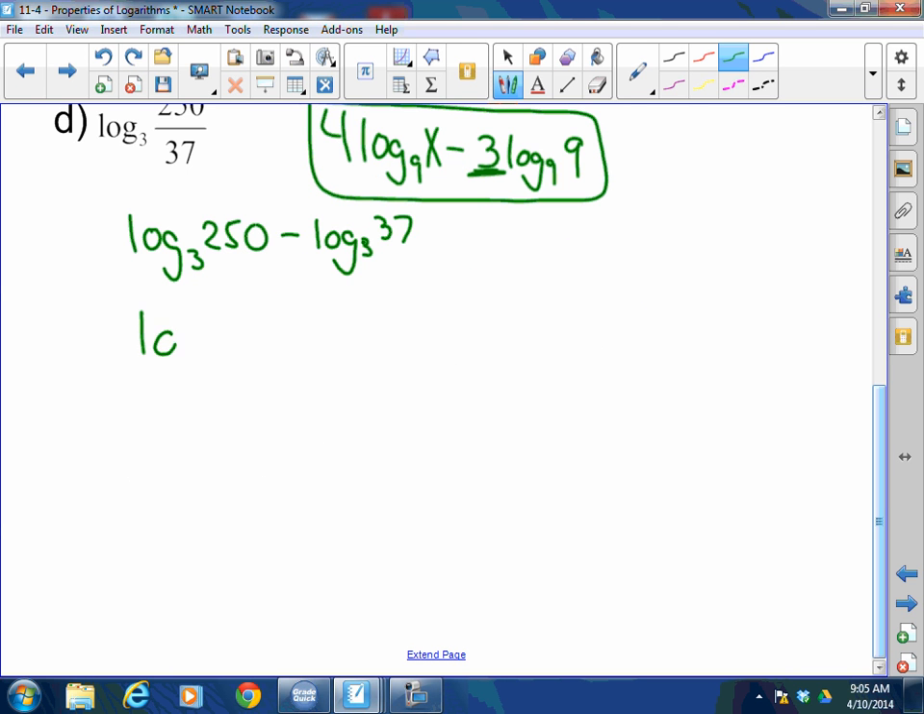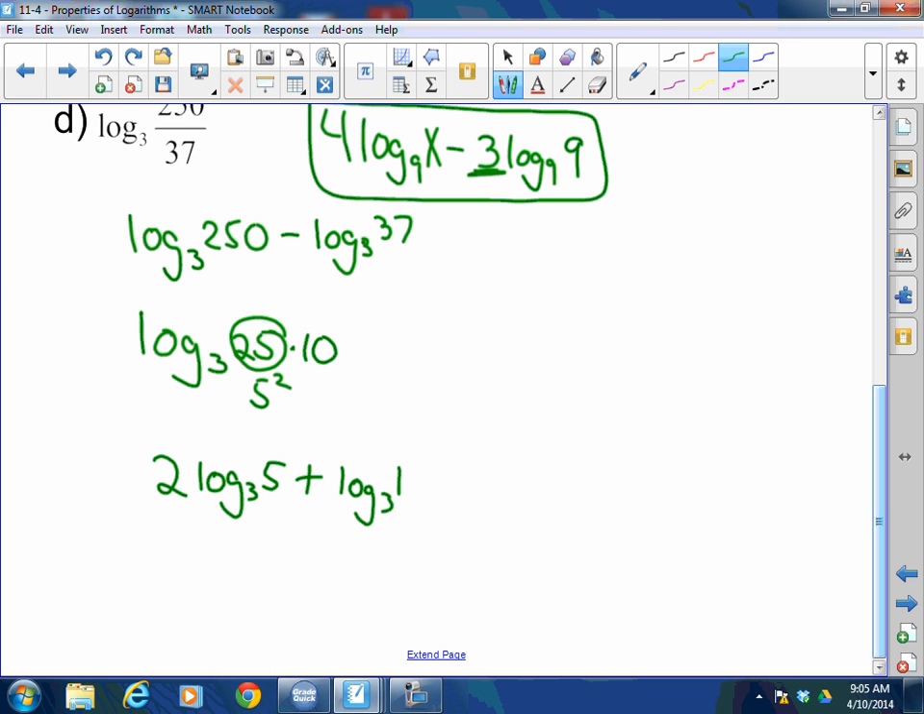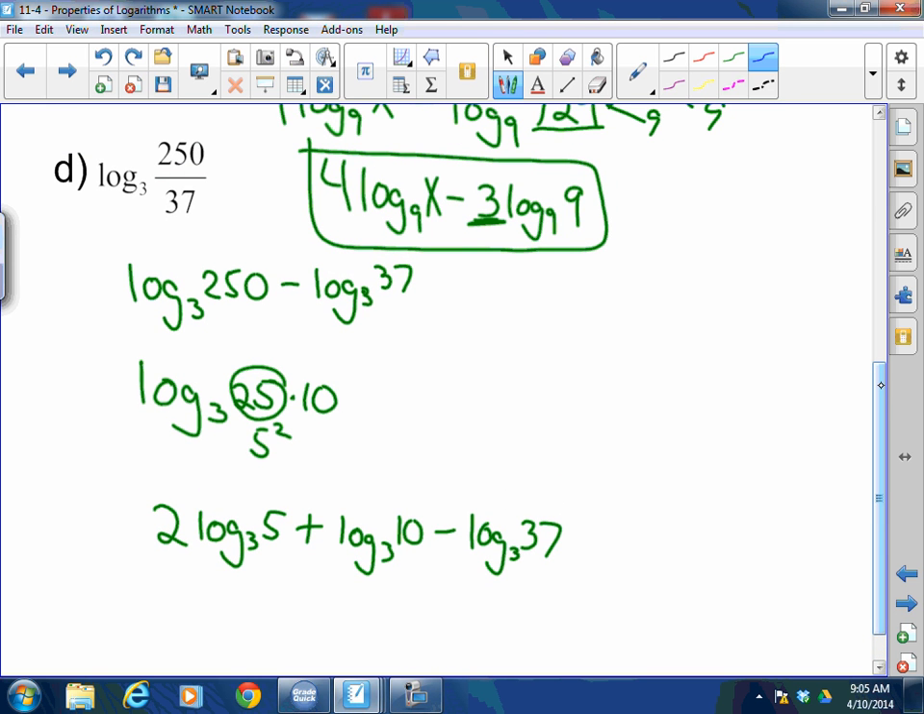This would really be log base 3 of 25 times 10, right? You with me here? And 25 is 5 squared, right? So check this out. This will really be 2 times the log base 3 of 5 plus the log base 3 of 10 minus the log base 3 of 37. Do you see that awesomeness that I just did? It's crazy, I know, but that's part of log.